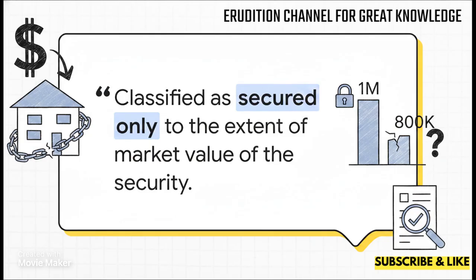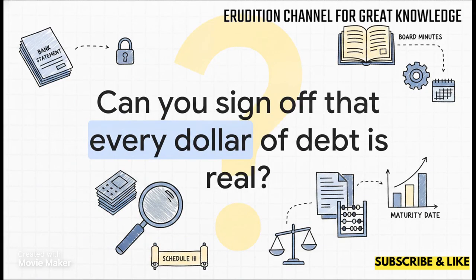This is a massive gotcha moment. The source rules state that if the value of the pledged security falls short of the outstanding loan amount, the auditor has to examine if the loan is classified as secured only to the extent of the market value of that security. You literally cannot claim a massive loan is fully secured if the asset backing it has plummeted in value. Auditing corporate borrowings is intense, right?